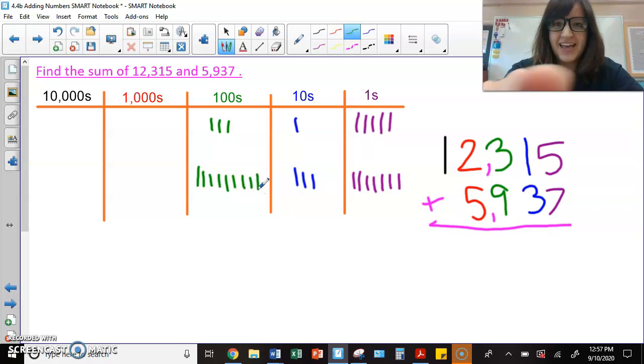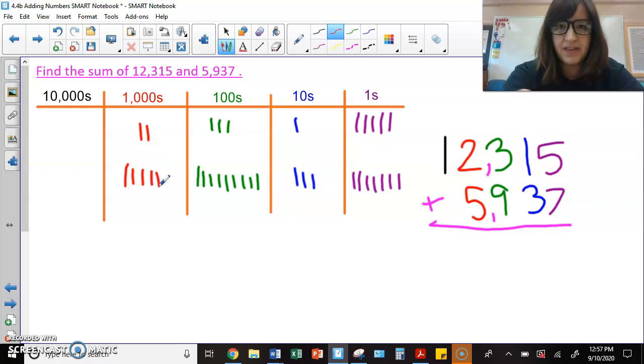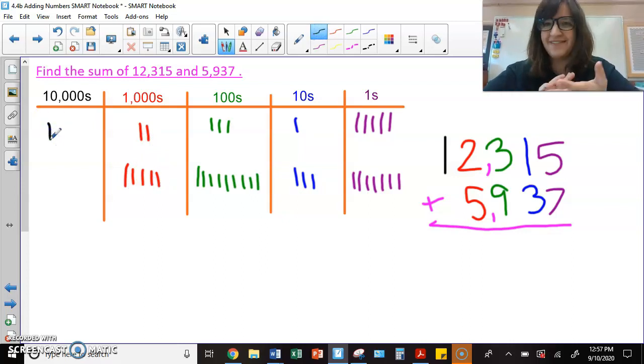Okay. In my thousands place, I have 2 thousands in my top number, and I have 5 thousands in my bottom number. And then I have 1 ten-thousand in my top number, and I have no ten-thousands in my bottom number. So when I'm adding my ones place, I'm adding 5 plus 7. Well, 5 plus 7 is equal to 12, okay?